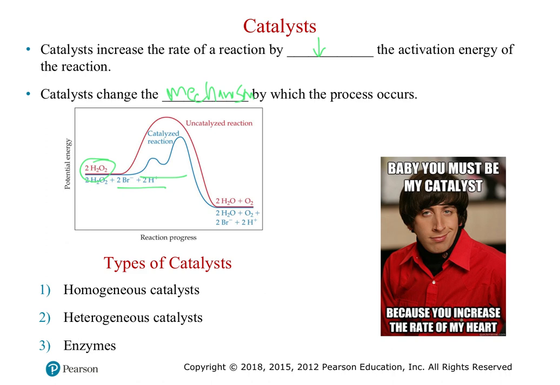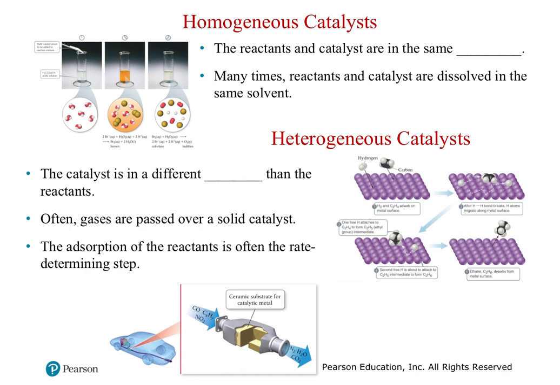There are three different types that we're going to talk about: homogeneous catalysts, heterogeneous catalysts, and enzymes. Homogeneous catalysts are in the same phase as the reaction taking place. So here we have this hydrogen peroxide again, and then we add some bromine. Actually, we add hydrobromic acid, and a reaction takes place. This happens because they're dissolved in the same solvent.